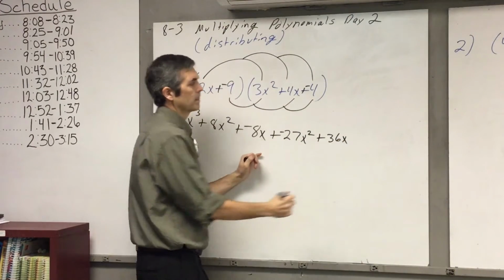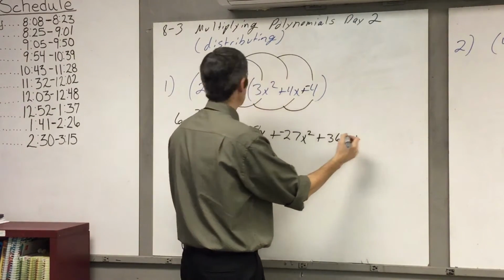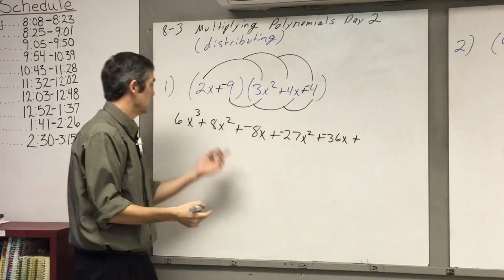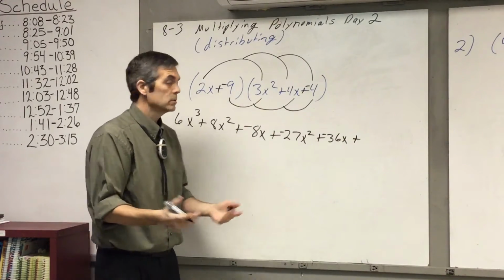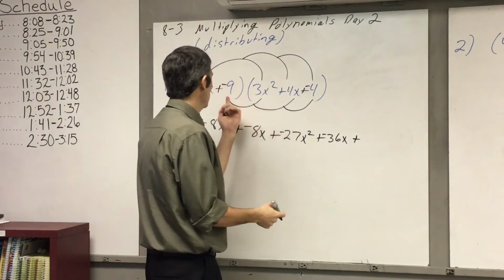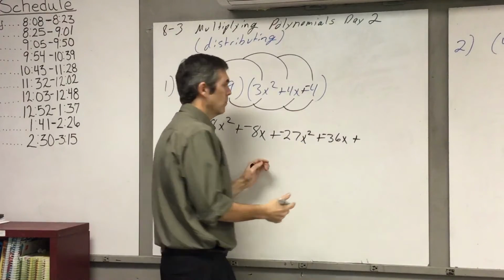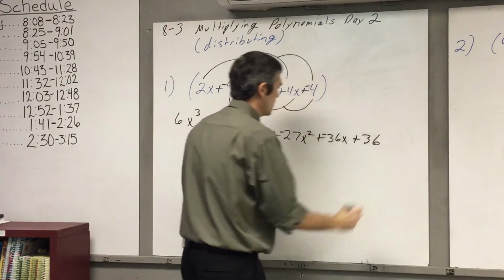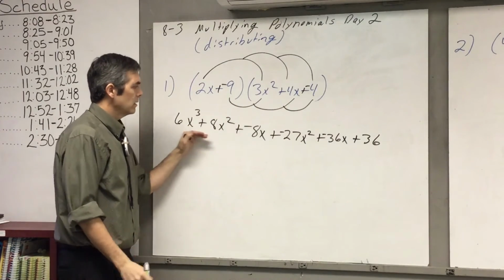Plus, it should be a negative, sorry, negative times a positive. I told you the most common mistakes are your exponents and then your sign rules. So negative 9 times 4x gets you negative 36x, and then negative 9 times negative 4, negative times negative is positive, so 36.